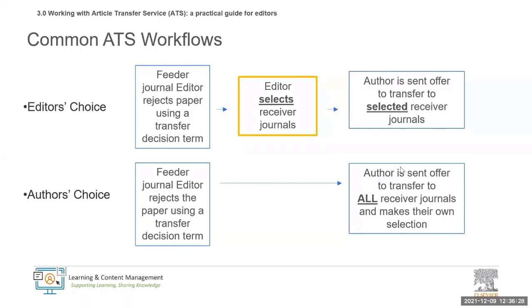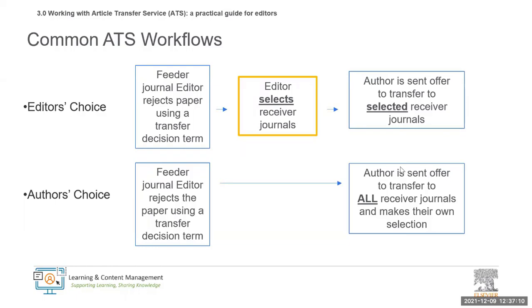When the transfer offer is made, there are several options for the feeder journal. In this illustration, you can see two of the most common workflow options. Editor's choice, also known as editor-driven, is where an editor of a feeder journal uses a reject and transfer decision type and will then be presented with the list of receiver journals to which the journal is connected. The editor selects one or more appropriate receiver journals from which the author will then be able to choose one or none. Most journals follow this workflow.